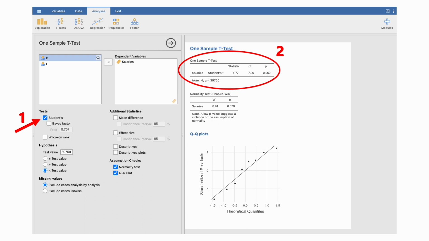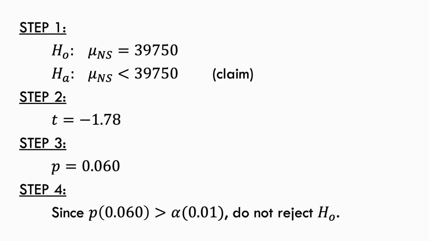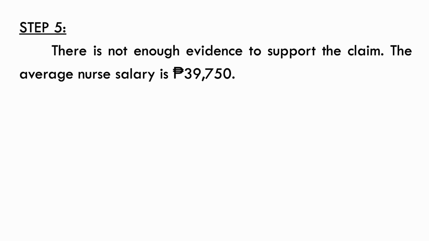And then in the output, makikita niyo dyan, the statistic is negative 1.77. That is your step 2. And the p-value is 0.060. That is your step 3. Since our p is greater than alpha, then do not reject the null hypothesis. So our conclusion is there is not enough evidence to support the claim that the average nurse salary is less than 39,750.